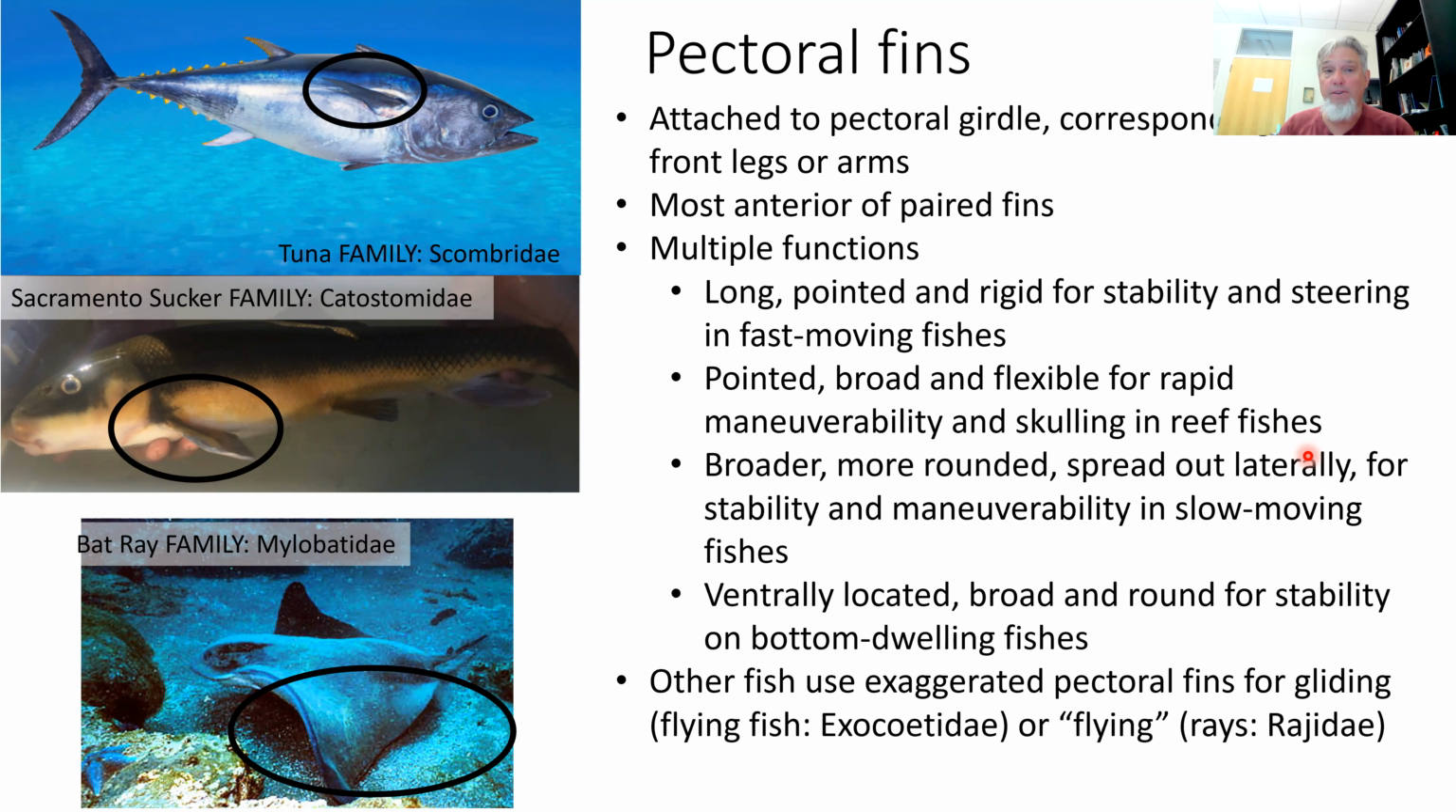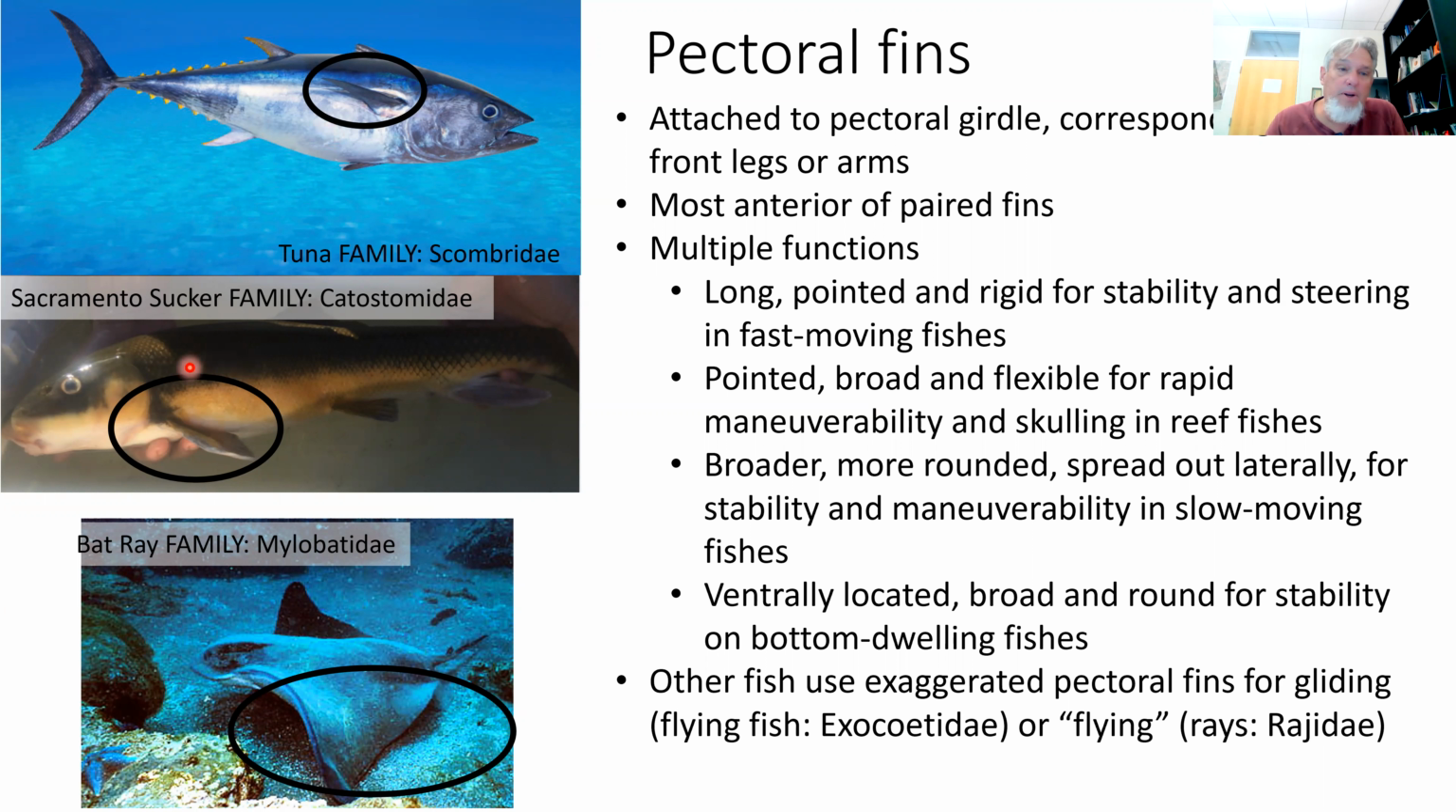So long, pointed, and rigid, like you see in the tuna up here, provides stability and steering for those fast-moving kinds of fishes. In reef fishes, which I don't have an example of here, but I did in previous slides, reef fish tend to be very compressed and disc-shaped. They can be pointed but more broad and a little more flexible, which provides them maneuverability and sculling, which they need because they're swimming around complex structure like in coral reefs or even rock reefs or kelp forests.